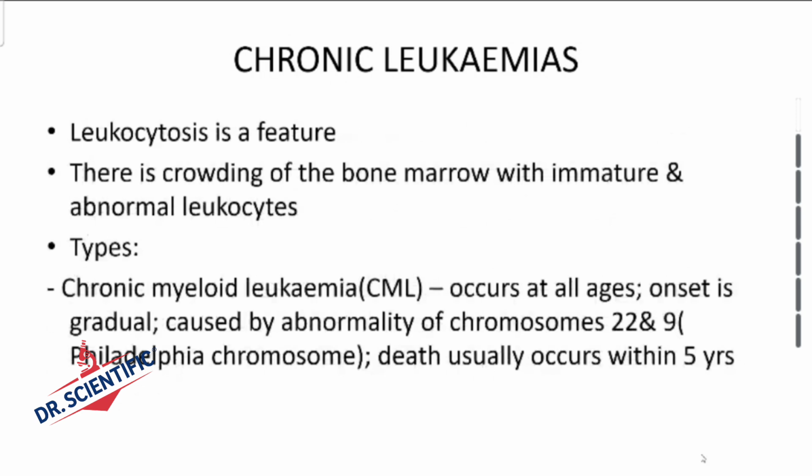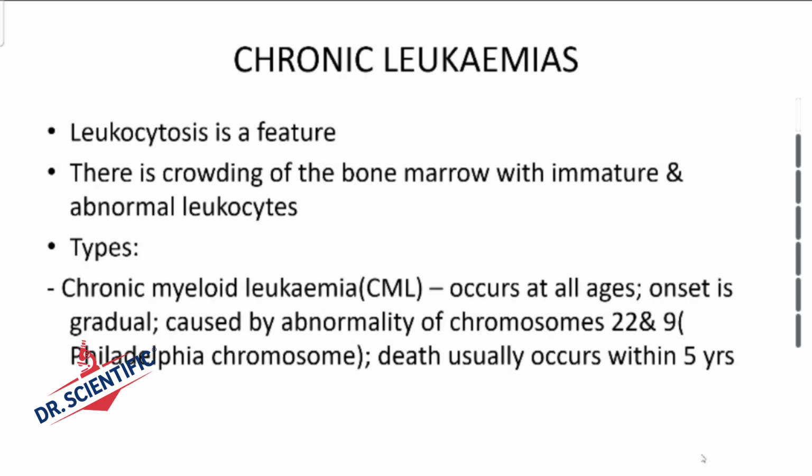So leukocytosis is a feature. When you check the blood, you do a full hemogram, or you do a bone marrow aspiration, you will find there is leukocytosis, that is, an elevated white blood cell count. So there is crowding of bone marrow with immature and abnormal leukocytes. As we say, they are relatively mature, but still they will be immature.